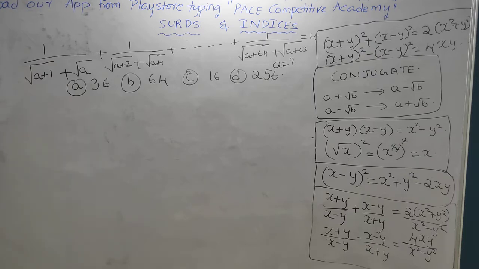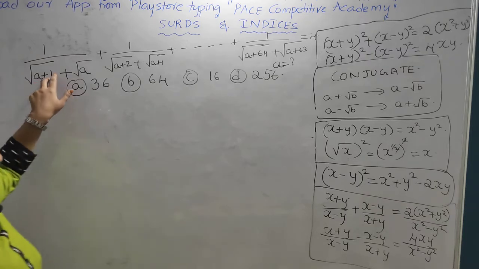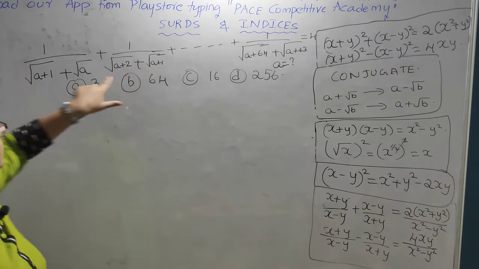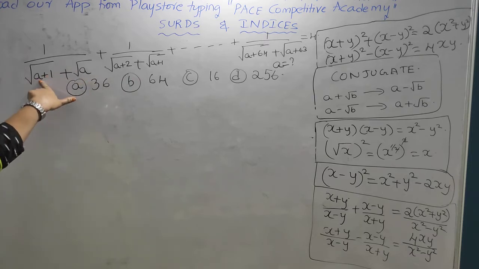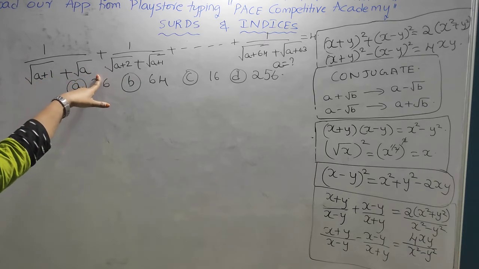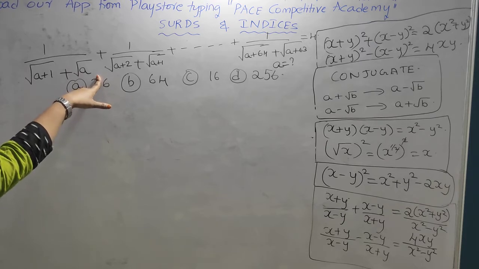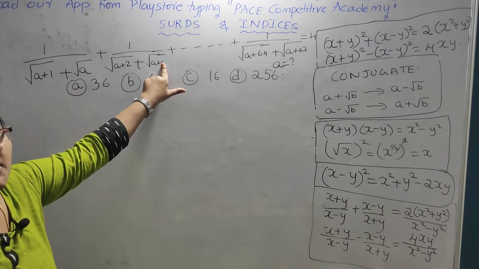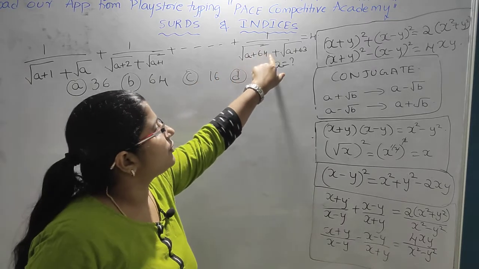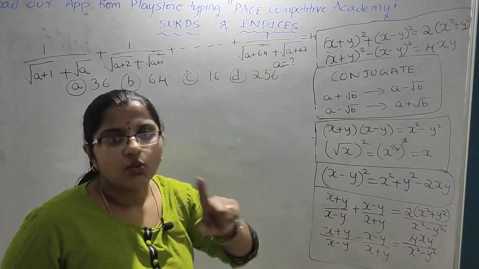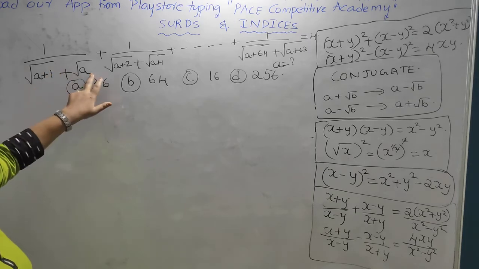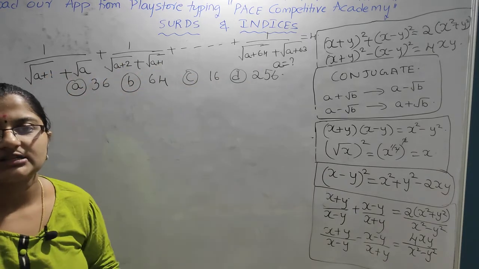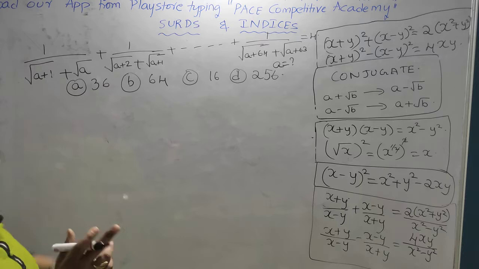Okay. So for such type of questions, observe here guys, the difference between a plus 1 and a is a plus 1 minus a, which is 1. A plus 2 minus a plus 1 is 1. Again a plus 64 minus a plus 63 is 1. That means these numbers are consecutive to each other. What is meant by a consecutive number? If the difference between two numbers is equal to 1, then such numbers are called consecutive numbers.